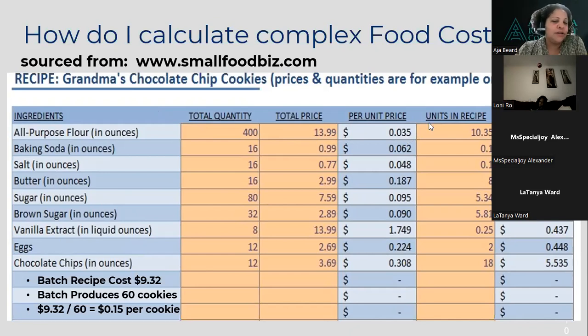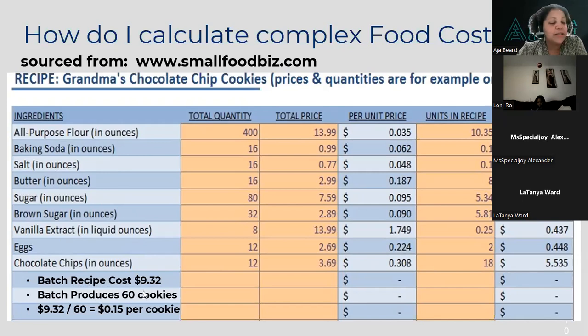The last thing you would need to know is how much of it are you putting in the recipe. So in this column here, you're plugging in your recipe increments. So in this formula, they've got 10.35 ounces, okay? This final column does one more formula for you and multiplies the units in the recipe times the per unit price. So 3 cents times 10.35 gives me 0.362 for this particular ingredient. And you just do this for everything. So if I were to add this final column up, the batch recipe costs $9.32.